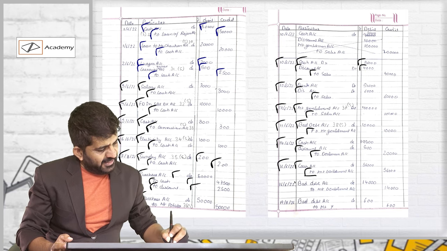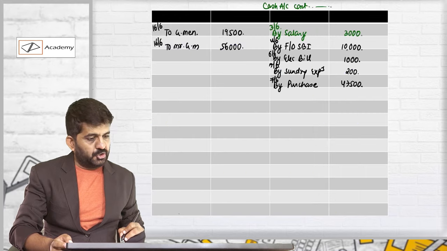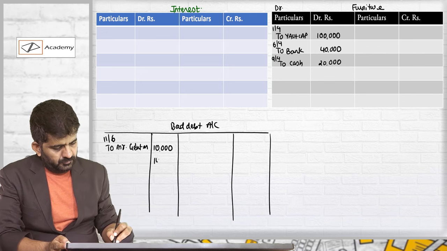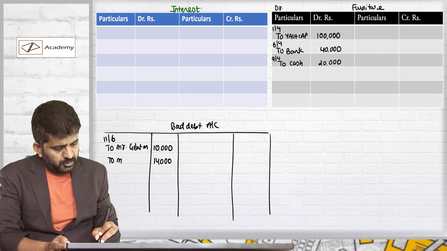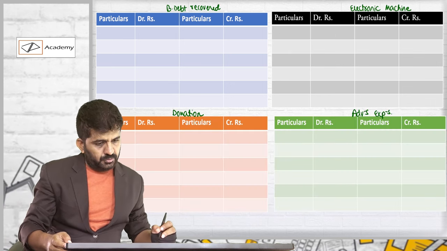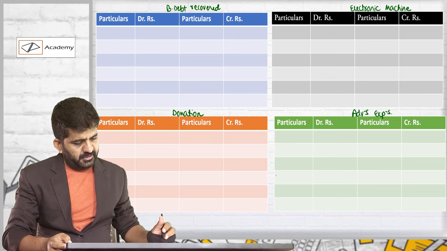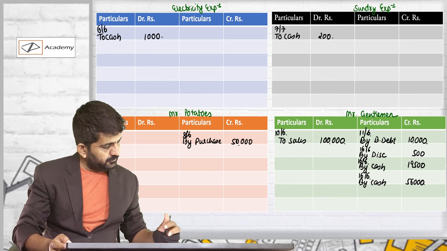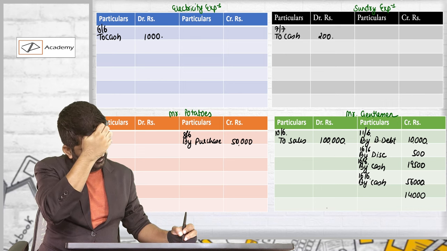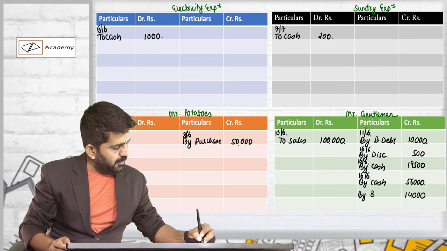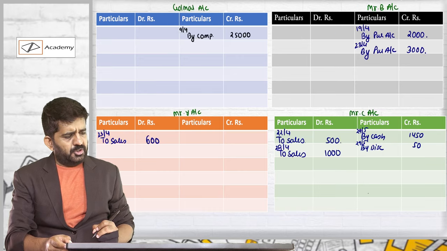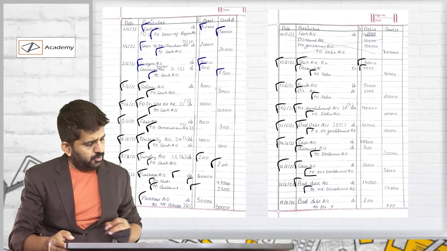Next one. Bad debt account debit. This we have passed. Bad debt account debit to Mr. Gentleman, 16th June, 14,000 to Mr. Gentleman, 16th of June. And Gentleman account credit 14,000 by bad debt, 16th. So these are having two effects, so I am passing it on my own. You can also pass it on your own.